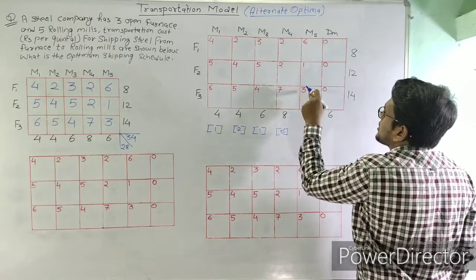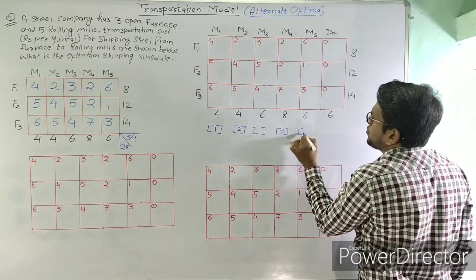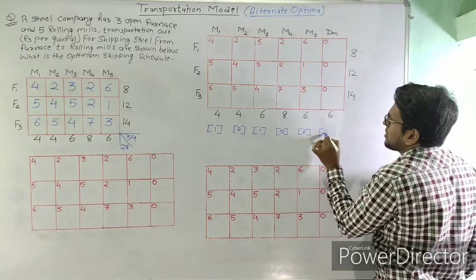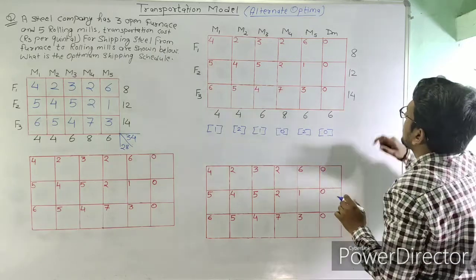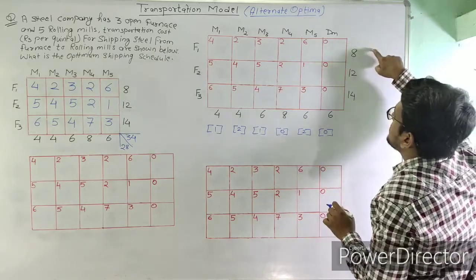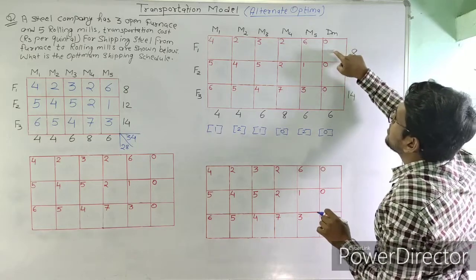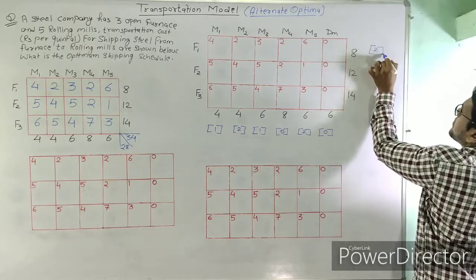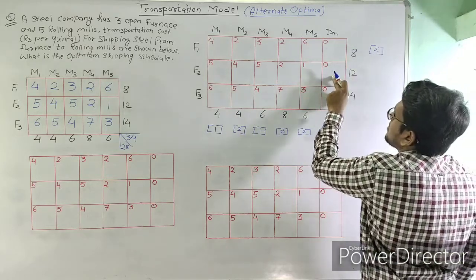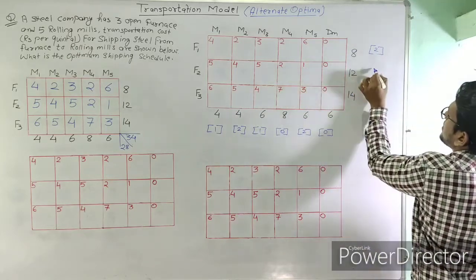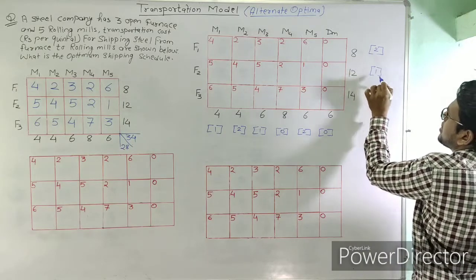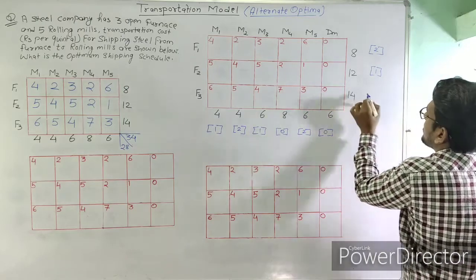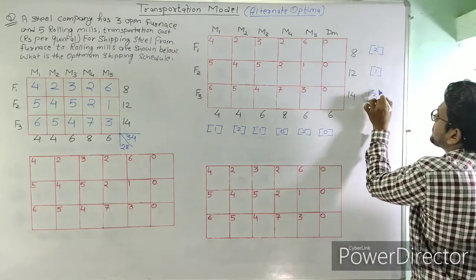Here minimum is 1, next minimum is 3, penalty is 2. Here minimum is 0, next minimum is also 0, so penalty will be 0. Now moving on to the columns, we'll see that minimum is 0, next minimum is 2, so the penalty is 2 here. Similarly here minimum is 0, next minimum is 1, penalty is 1. Here minimum is 0, next minimum is 3, so the penalty here is 3.